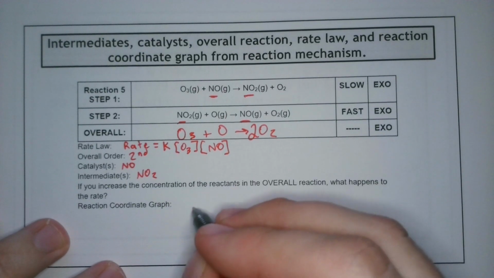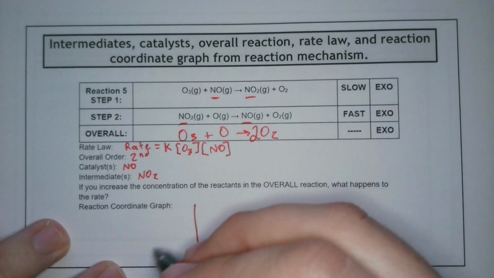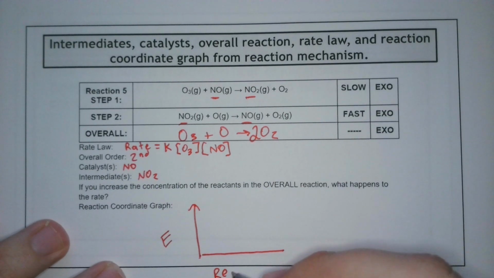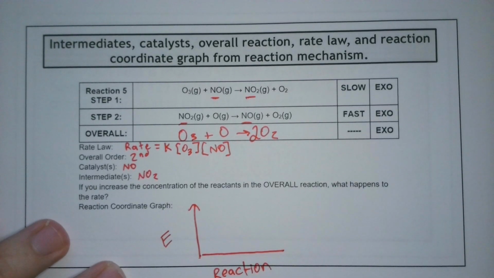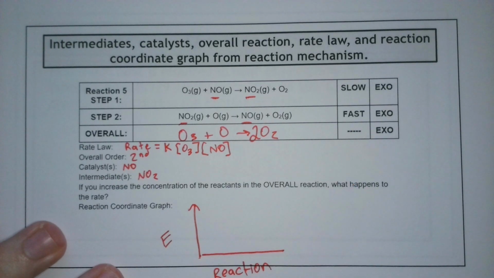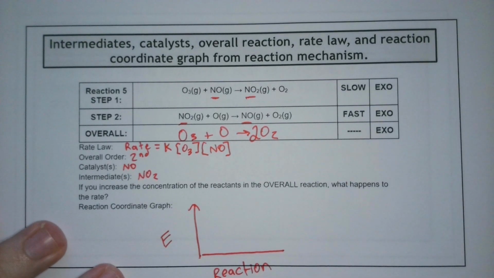And last, we have this reaction coordinate graph. Usually you think about the energy of the reaction on this axis, and you have either reaction progress or time on the bottom. I'm just going to write the word reaction. It's how a reaction proceeds. My overall reaction is exothermic, so that means it goes down in energy. I release extra energy into the environment. And for this, each step is exothermic, which makes it easy to draw.